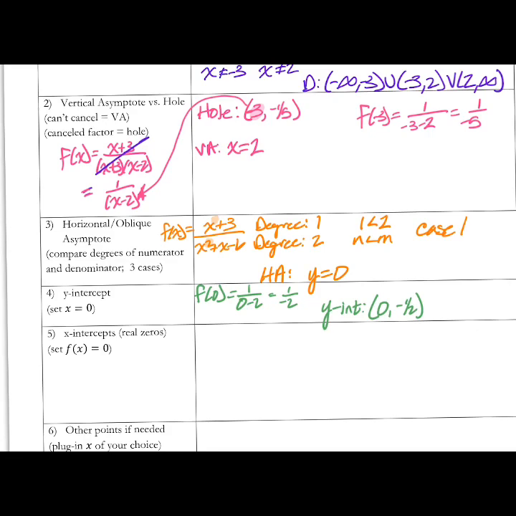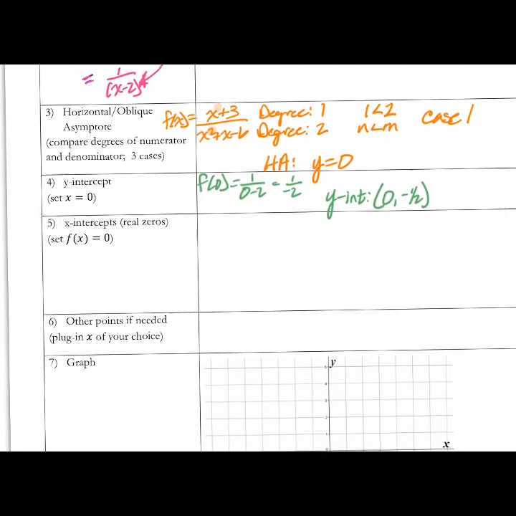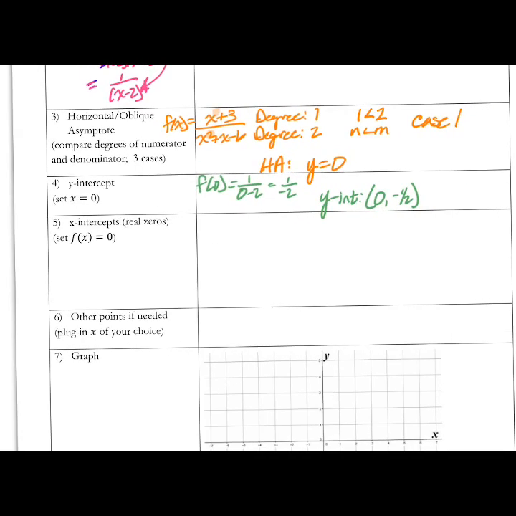Okay, great. And now I'm going to find my x-intercept. Again, I can use either equation, and I'm going to use my simplified one. So I've got 1 over x minus 2 equals 0. Cross multiply, and I get 0 equals 1. So for my x-intercept, there are none. There are no x-intercepts because 0 cannot equal 1. Okay, good job, you guys.